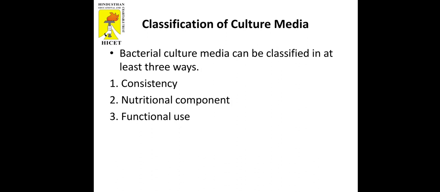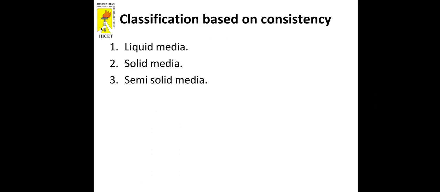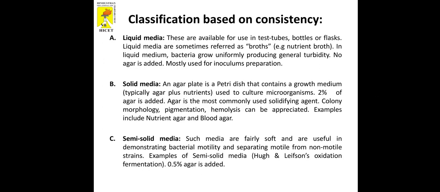Classifications of culture media. Bacterial culture media can be classified in at least three ways: consistency, nutritional component, and functional use. Classification based on consistency: liquid media, solid media, semi-solid media. Liquid media are available for use in test tubes, bottles or flasks. Liquid media are sometimes referred to as broths. In liquid medium, bacteria grow uniformly, producing general turbidity. No agar is added. Mostly used for inoculum preparation.